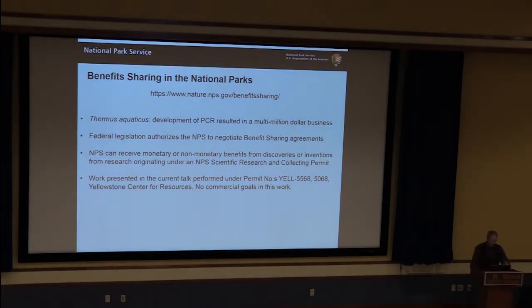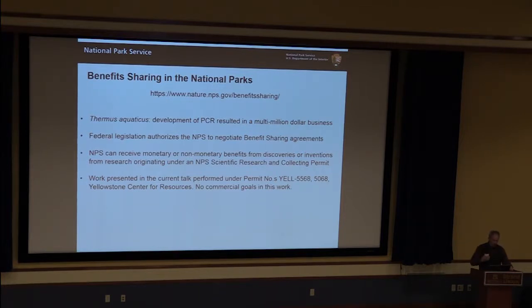So just one word on benefit sharing in the park, because I think it's an important subject, and I won't talk much about it, but just want to bring it up here that because of Thermus aquaticus, the development of PCR resulted in this large business. Federal legislation authorizes the park now to negotiate benefit sharing agreements, and the National Park Service can receive monetary and non-monetary benefits from discoveries or inventions from research originating with a permit. There's not a lot of examples of these now, now that the money's been made, but you never know. Some of these could be important in the future. Right now, on the microbial side, there may only be one to three benefit sharing agreements in Yellowstone. It's not oversubscribed to at the moment.